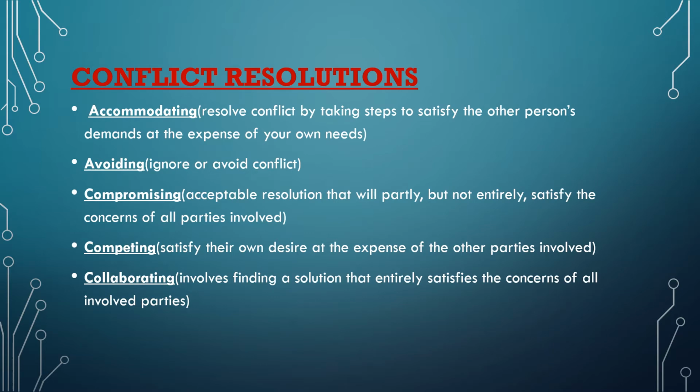Another typical resolution is competing, where you satisfy your own desire at the expense of the other parties involved. And another one is collaborating, which involves finding a solution that entirely satisfies the concerns of all involved parties. This resolution is going to take a lot of teamwork and lots of listening and understanding. Now that we are aware of some common conflict resolutions, which of these works best for you?